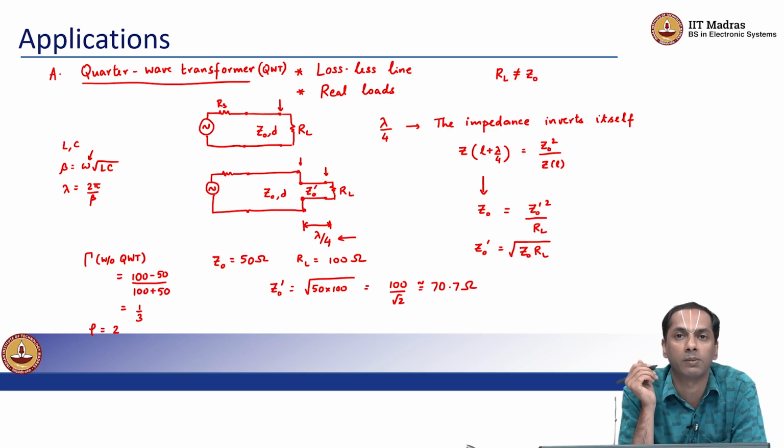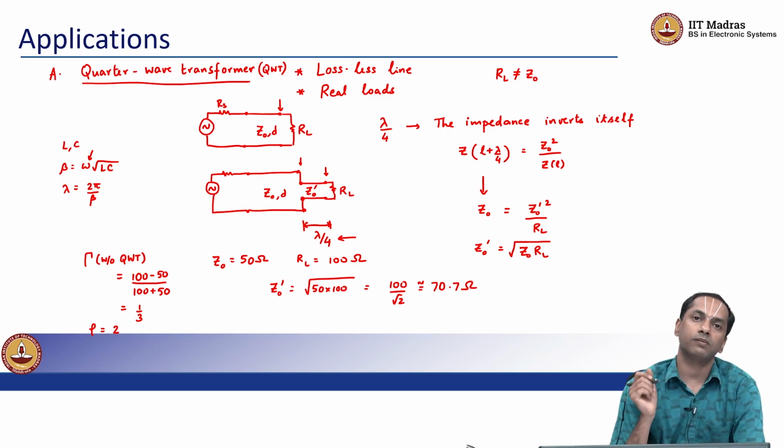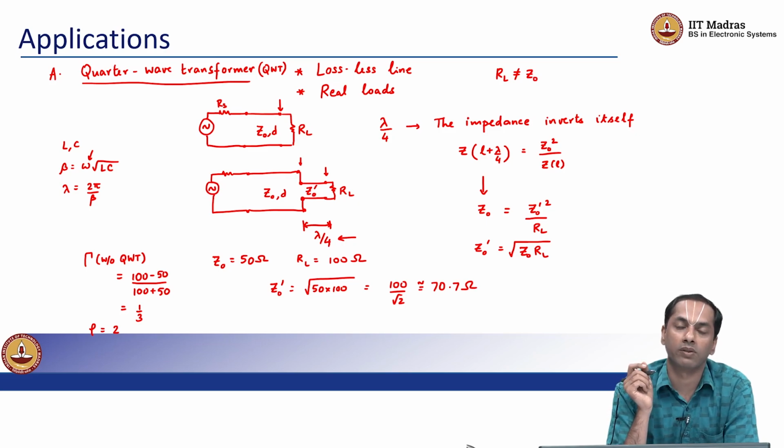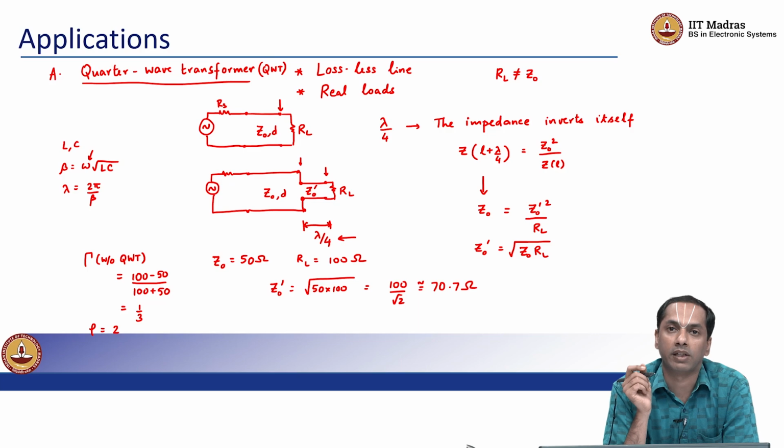But nevertheless, the mathematics seems to be simple: I simply need a transmission line of a very specific length, lambda by 4, with a characteristic impedance equal to the geometric mean of the load and the characteristic impedance that I would like to match it to, right? So I said that the requirement of this quarter wave transformation technique is restricted to real loads, but that's perhaps not quite true, because I could always transform any complex load to a purely real load, right?